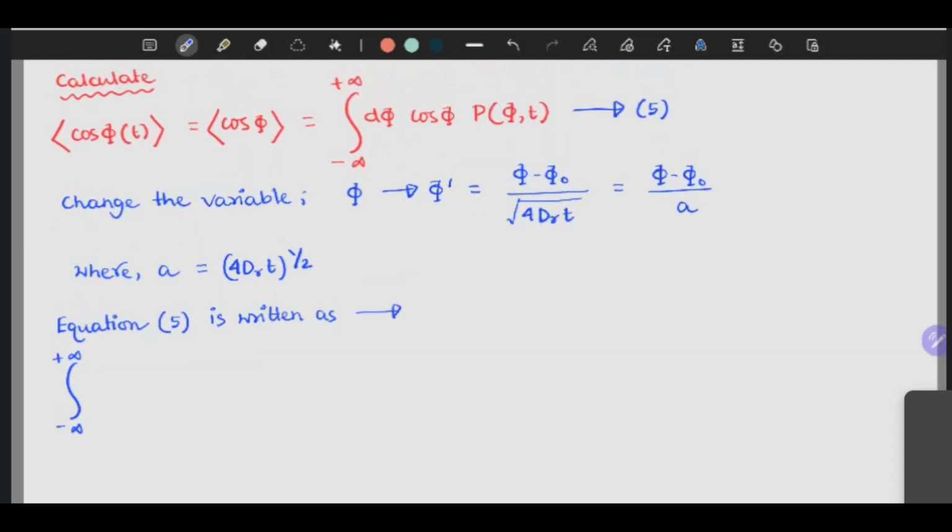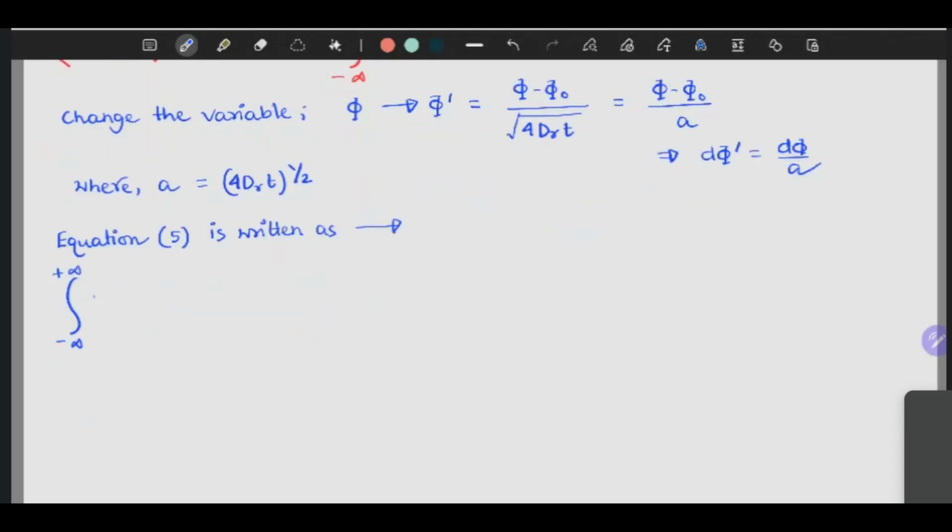So if that is the case, then d phi prime is equal to d phi by a. So d phi prime and cos of a phi prime plus phi naught. You are just changing the variable, minus phi prime whole square.